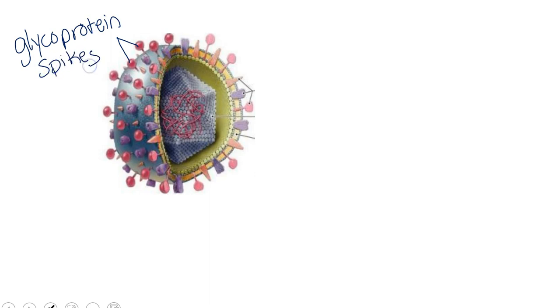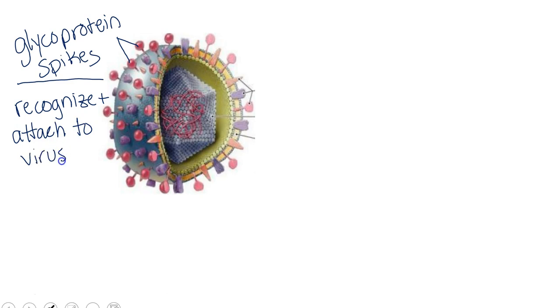And if we break this word down, protein obviously means protein. And we see glyco or gluco in reference to sugar. So these are spikes that are made of carbohydrates and sugar. And what these glycoprotein spikes do, they are used to recognize and attach to the virus's host cell. Because viruses can only reproduce inside a host cell. They can't reproduce on their own.